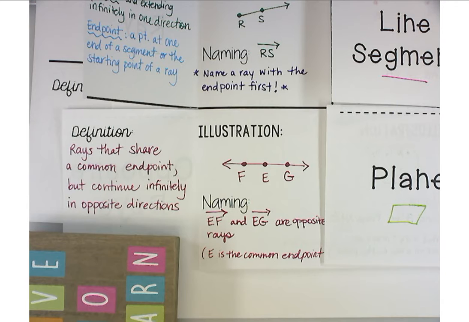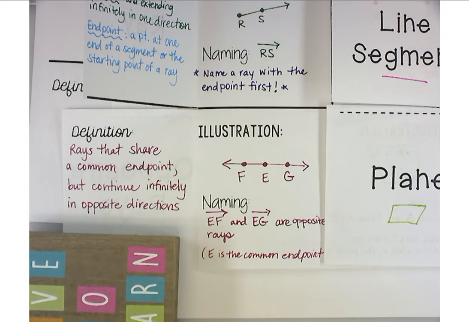When you name them, notice EF, okay? EF, the arrow is going from left to right. In the picture, is EF going from left to right? No, isn't the arrow pointed in the opposite direction? That doesn't matter when you're naming it. When you're naming it, it's always going to be what first?